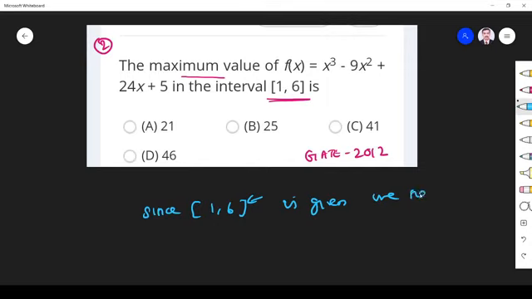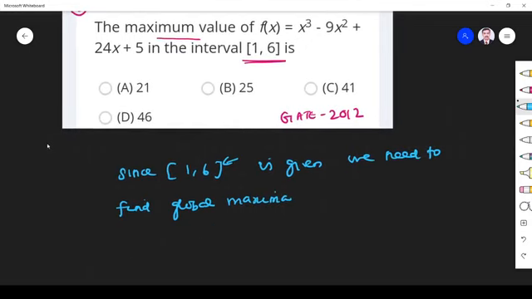We need to find the global maximum. Here they ask maximum, so we have to find a global maximum. In order to find a global maxima, we need three data. The first one, we have to find where the maximum occurs. So the first thing we have to find is where the slope is 0. That is f dash of x, and make it equal to 0.